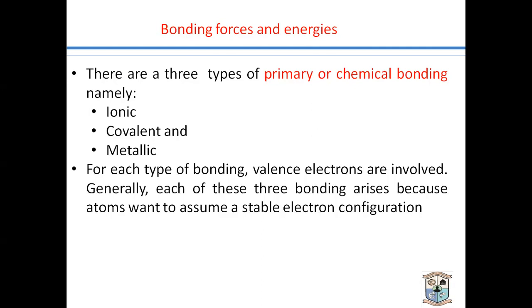For each type of bonding, valence electrons are involved. Remember, valence electrons are the electrons that are in the outermost shell of an atom. Generally, each of these three bondings arises because atoms want to assume a stable electron configuration.